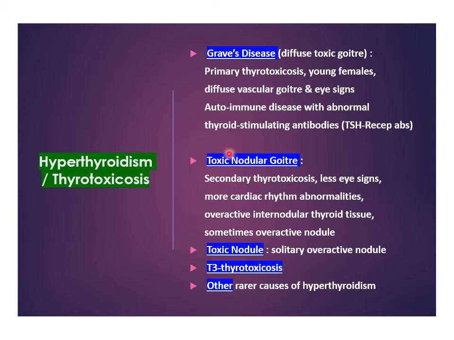The next group of conditions will be the toxic nodular goiter, which are secondary to some other changes. In these conditions, there are fewer eye signs, more cardiac rhythm disturbances, and overactive internodular thyroid tissue. Then we have toxic nodule, solitary overactive nodule, T3 thyrotoxicosis, and other rarer causes of hyperthyroidism.